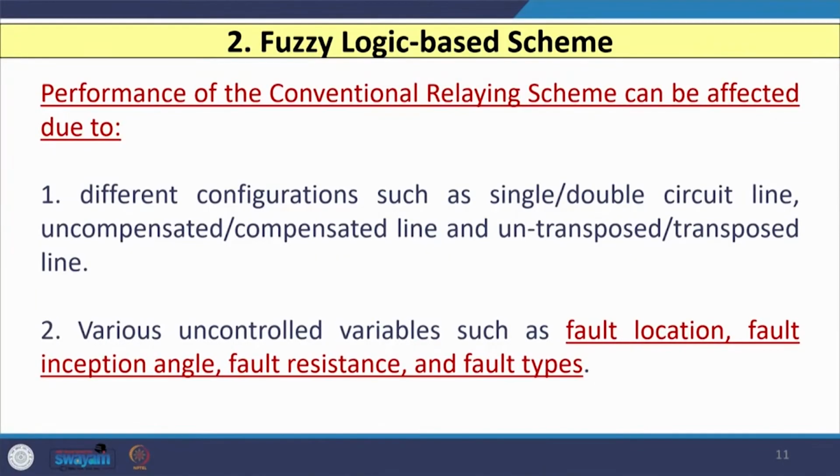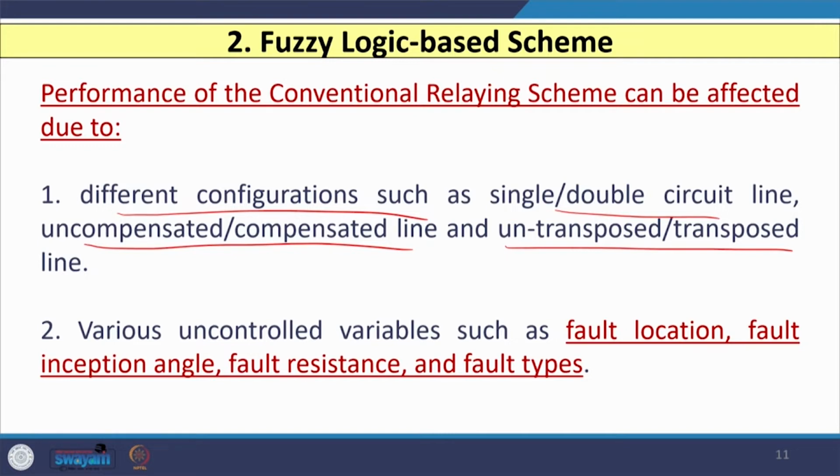We know that the performance of a conventional relaying scheme can be affected by several parameters. For example, we have different configurations such as single or double circuit transmission lines. We have uncompensated or compensated transmission lines, maybe series compensated, shunt compensated and so on. We have untransposed or transposed lines. Because of that, the performance of the conventional relay is affected.